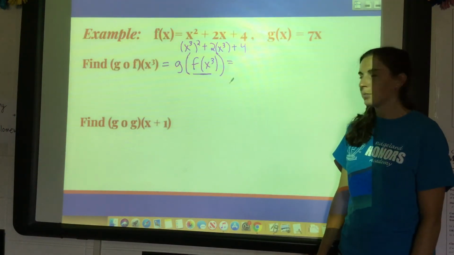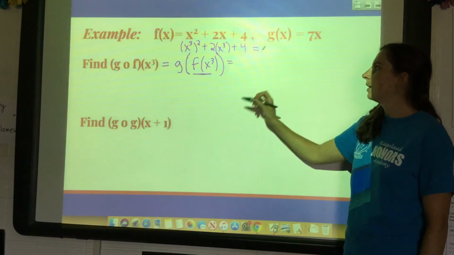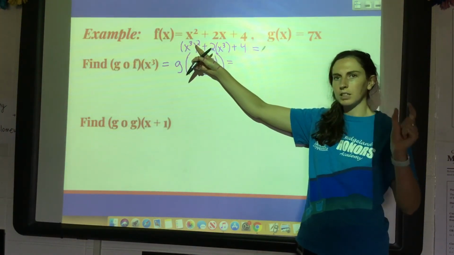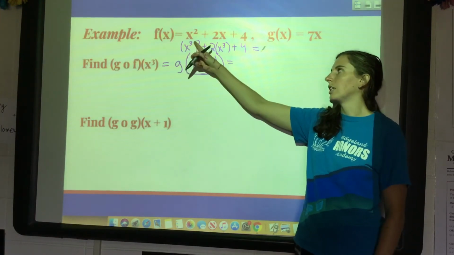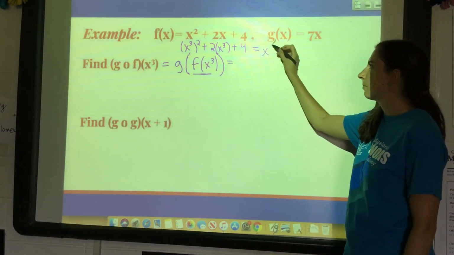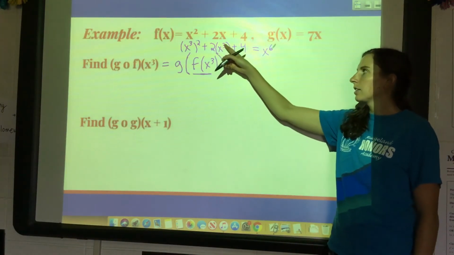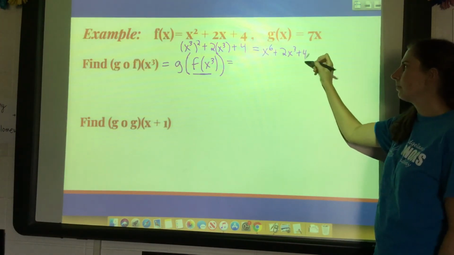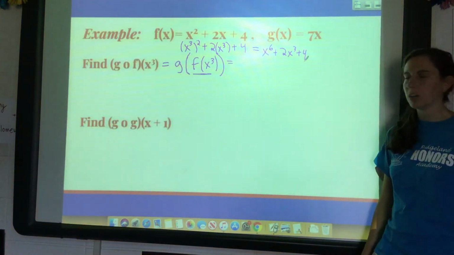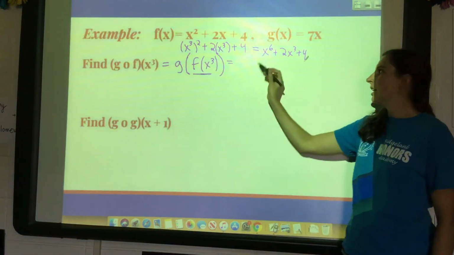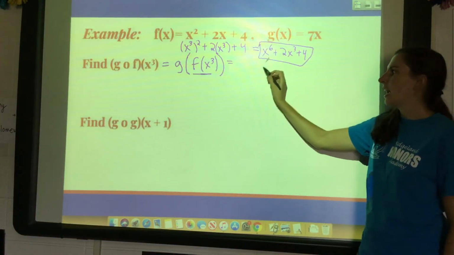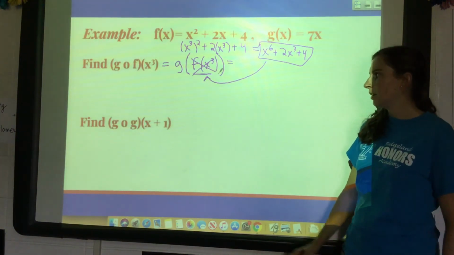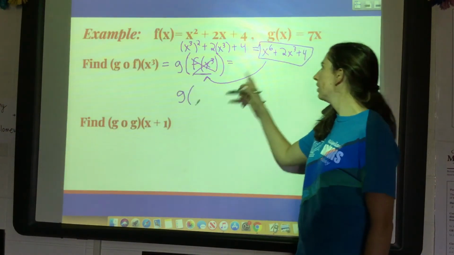All right, and then let's simplify just a little bit. X cubed squared means I have x cubed times x cubed, which is going to give me x to the 6th, or 3 times 2 is 6. Plus 2x cubed, and then plus 4. So that was all the work for this inner function. Now I'm going to take this and put it in place of that. So now I'm going to do g of this whole thing.